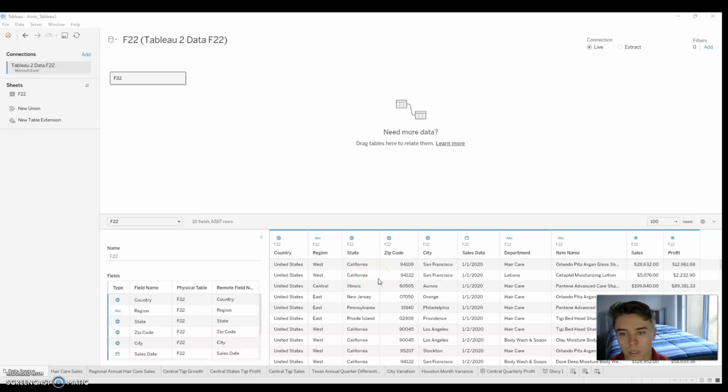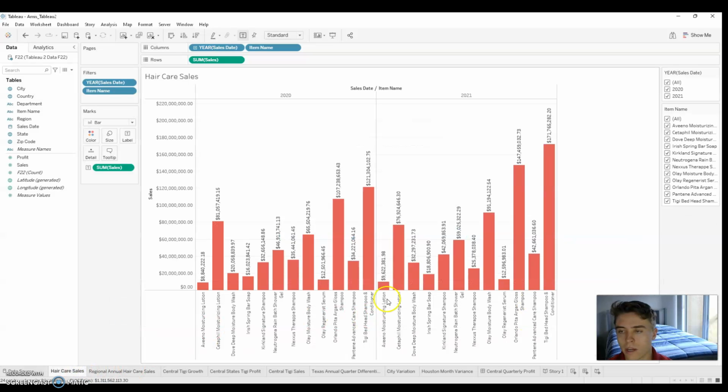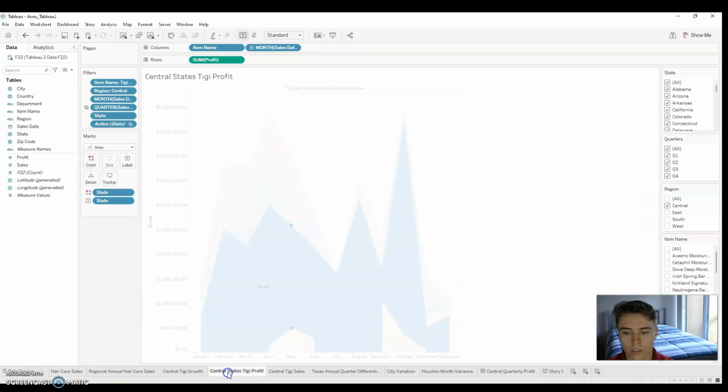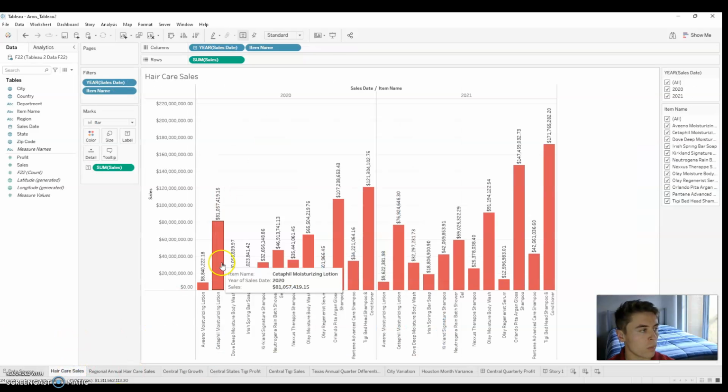For Tableau 2, we were given a data file consisting of geographical factors in relation to sales and profit of different department items and item names. Using this data, I highlighted the difference between different hair care products and their sales in relation to different years. All of these next four worksheets consist of different formats, including filters, colors, and labels within the charts themselves.